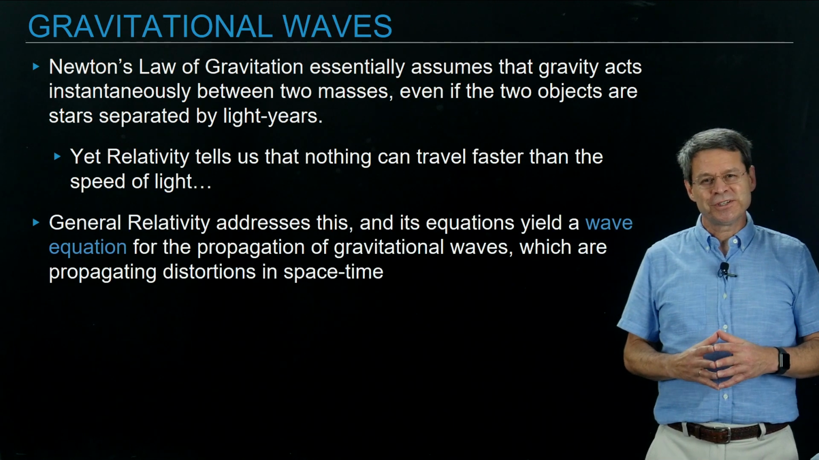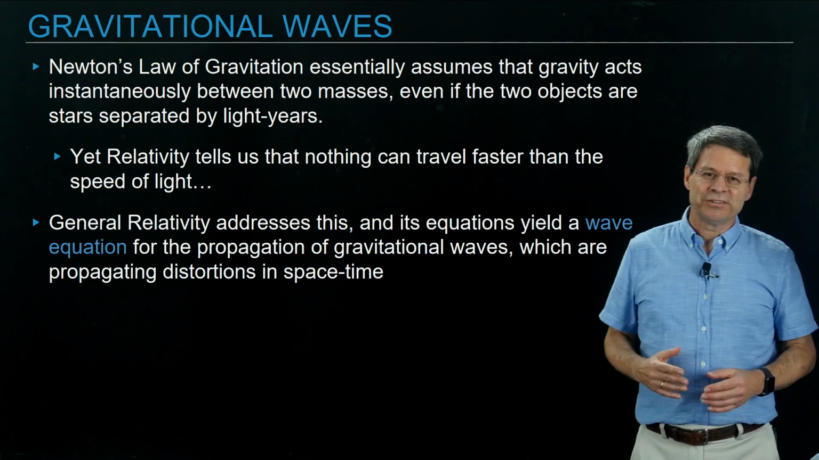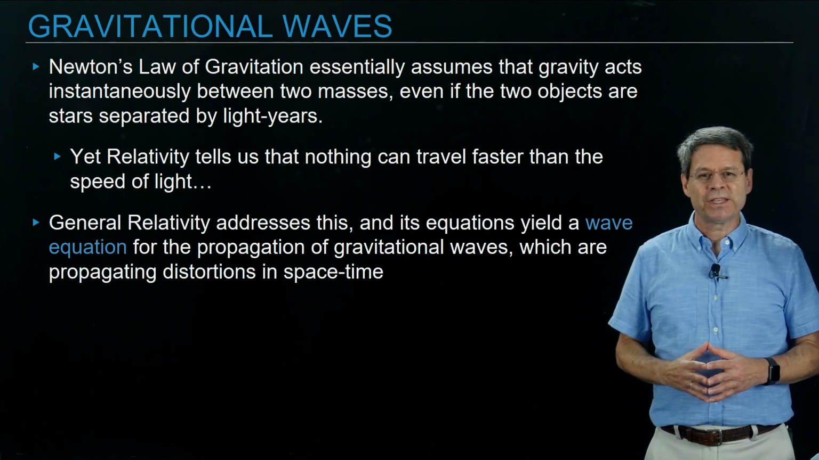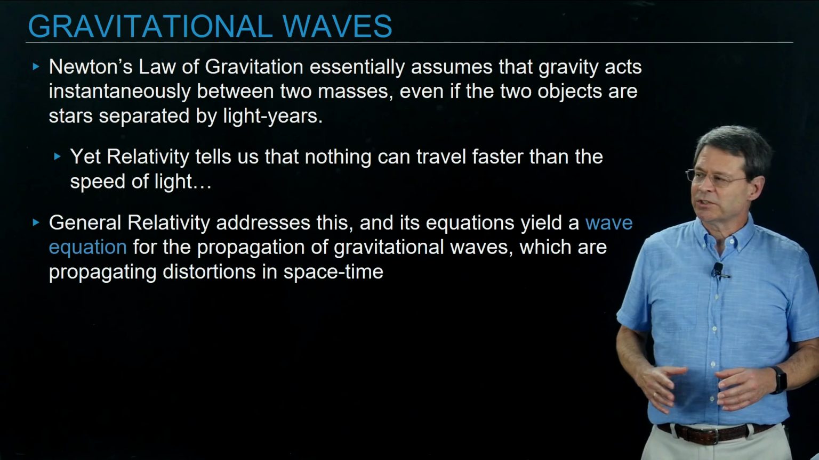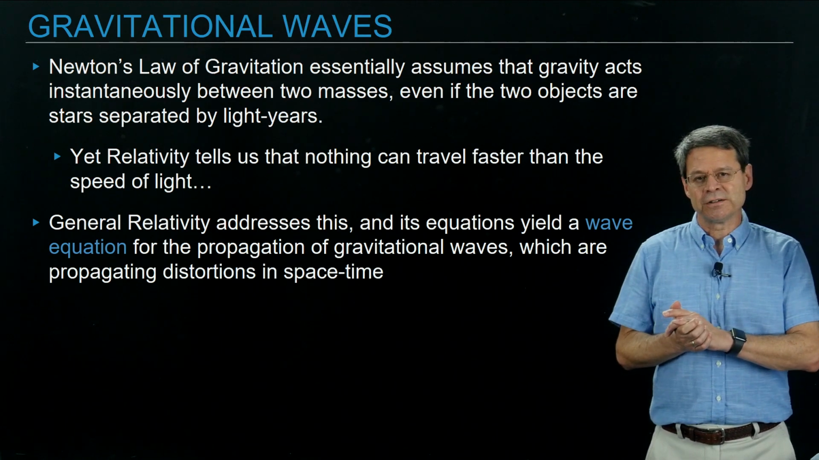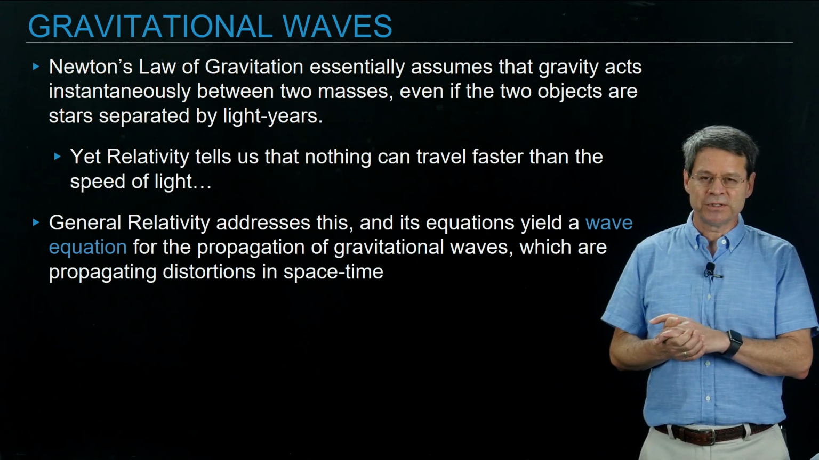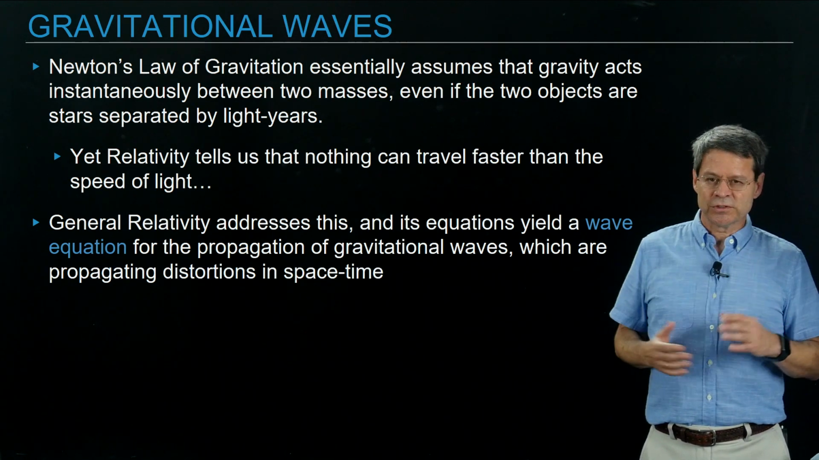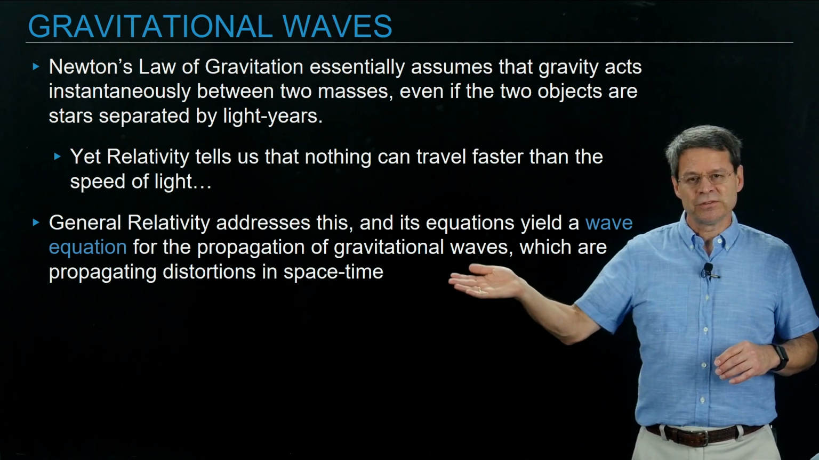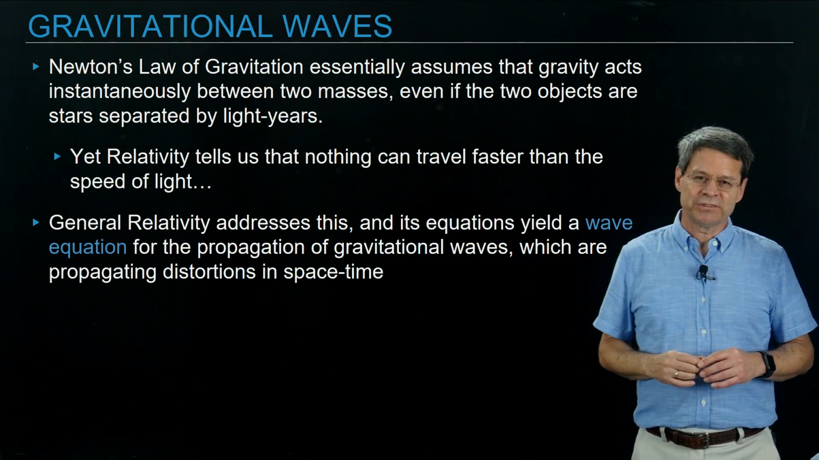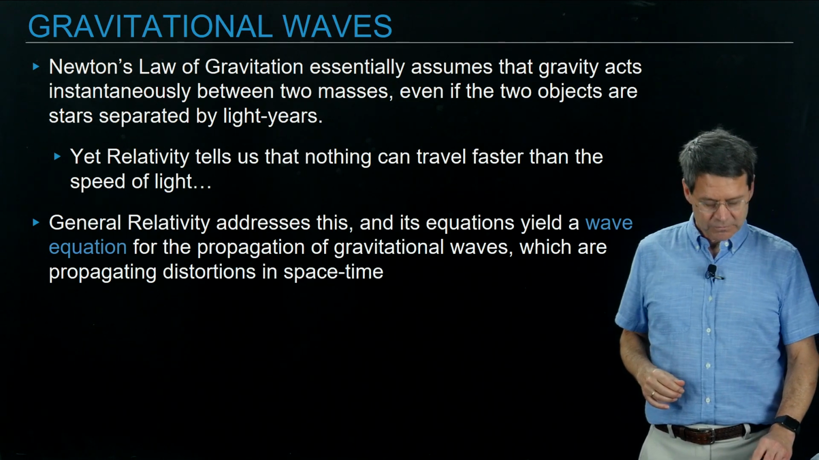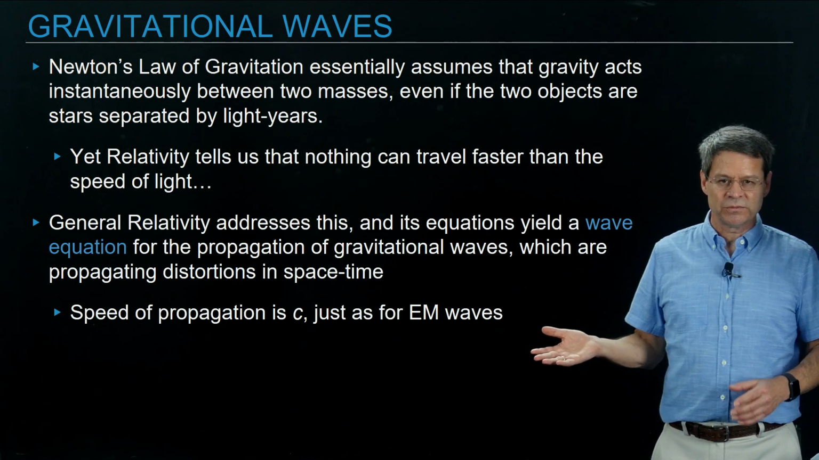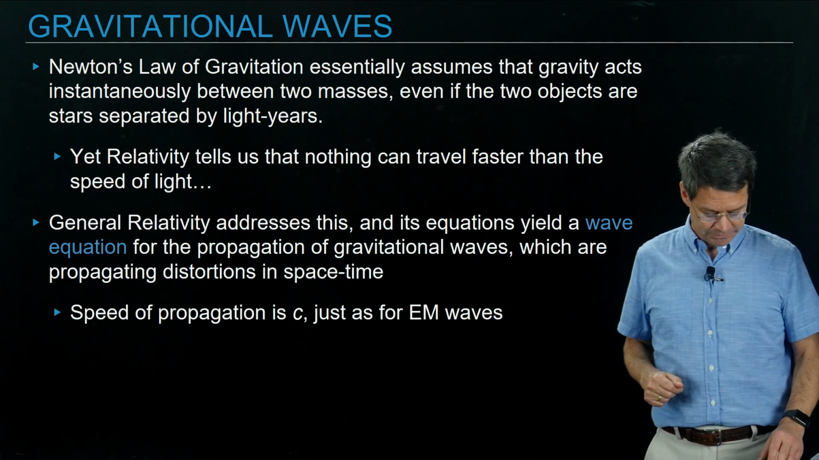So thankfully, general relativity can come to the rescue, and its equations do yield a wave equation for the propagation of gravitational waves, which, because general relativity is a geometrical theory describing the curvature of space-time, are propagating distortions in space and time itself. The speed of propagation of those waves is c, the speed of light in vacuum, just as it is for electromagnetic waves.